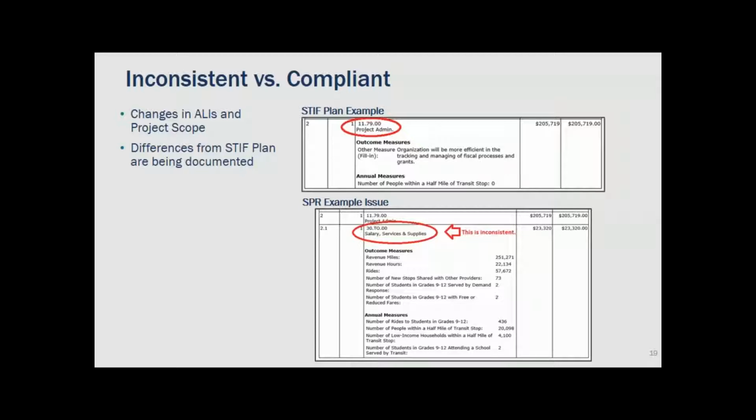And so that's why we're being careful and looking at these changes in ALIs and changes in scope, and we really want you to use that narrative section when there are those changes to try and justify, okay, this is the reason it happened. If it makes sense, then it could just be an inconsistency. But if it seems like something else is going on, then it could be a compliance finding.